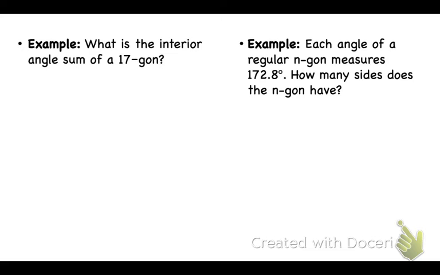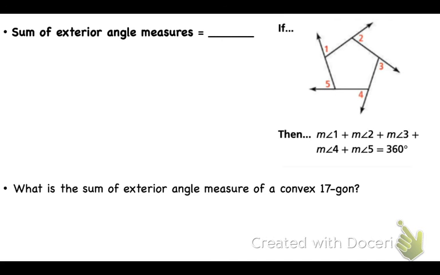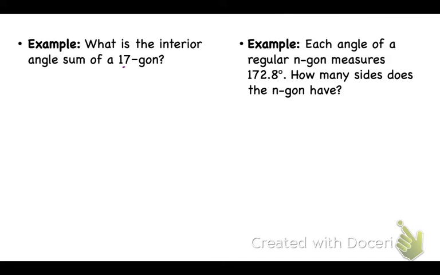So, what is the interior angle sum of a 17-gon? So I have 17 sides. I am not drawing a 17-sided polygon. Sorry, not going to happen. So what is the sum? How do I find that? The interior angle sum is the number of triangles times what? 180. So how many triangles are there? 15. How'd you get 15?